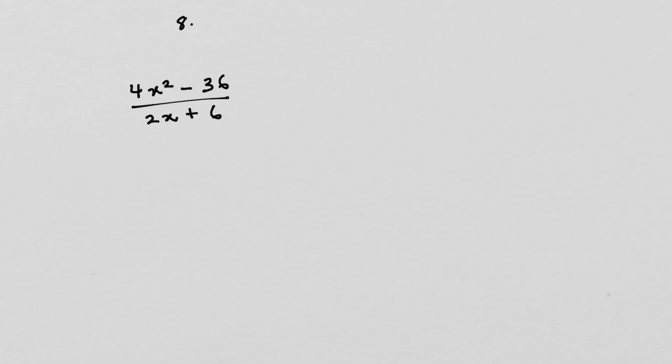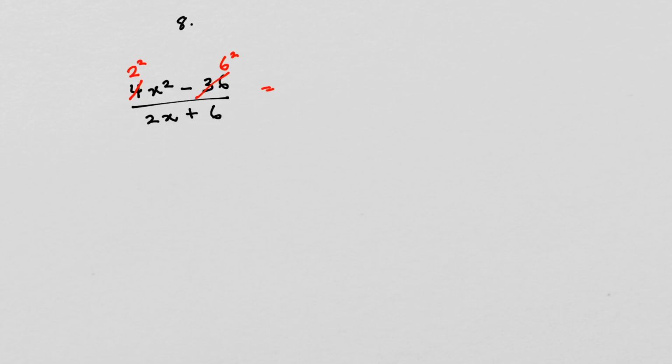For question 8, we are looking at a similar question. We have 4x squared minus 36 divided by 2x plus 6. Sometimes you have to do a little work to even identify that you have the difference of two squares. Here, the 4 can be written as 2 squared, and the 36 can be written as 6 squared.